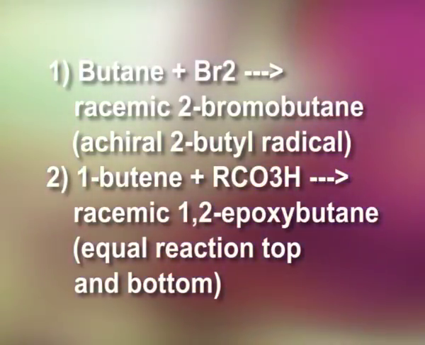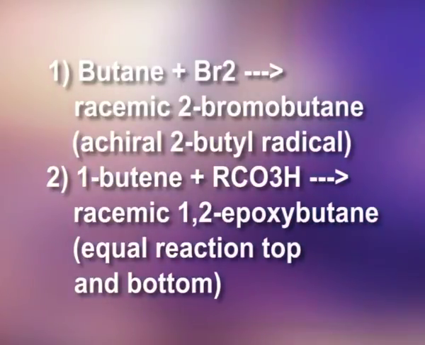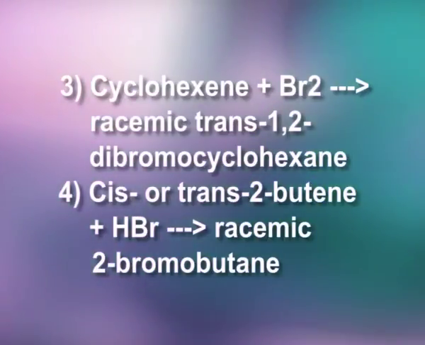achiral 2-butyl radical. Another example is 1-butene when reacted with acid, a racemic 1,2-epoxybutane, equal reaction top to bottom. Another example, when cyclohexene reacted with bromine, a racemic trans 1,2-dibromocyclohexane. Another example, when cis or trans 2-butene reacted with hydrogen bromide, the product will be racemic 2-bromobutane.